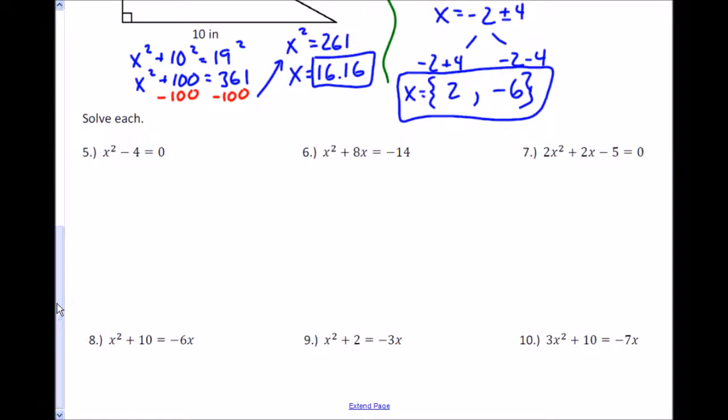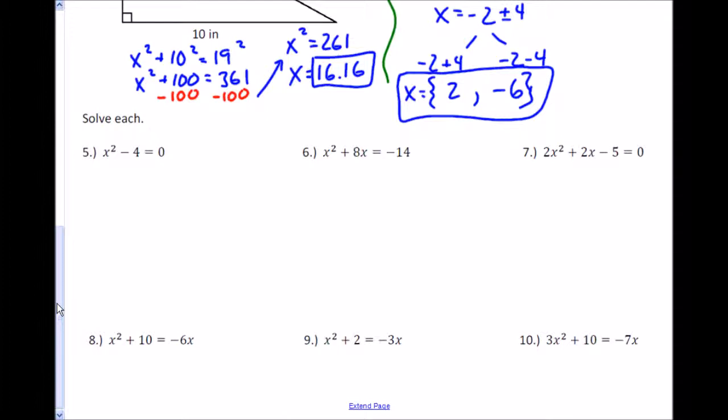Number 5 asks us to solve, and remember, when we're solving these, we have a couple options: either factoring, completing the square, or the quadratic formula. If it can be factored, factoring is the easiest way to go. If not, you go to completing the square or the quadratic formula. And I'll do a variety of these as I work through these problems.